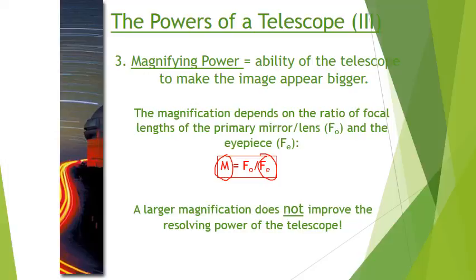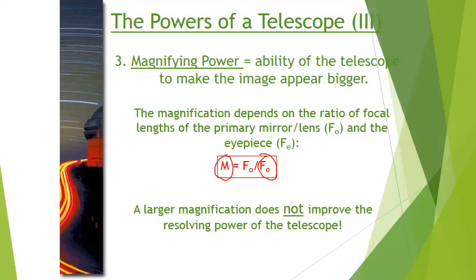So you can wind up with 50 times magnification or 100 times magnification by just making this eyepiece focal length really small. But it turns out that really small telescopes that don't have a large primary objective are not going to gather very much light. They're not going to have a very good resolving power.